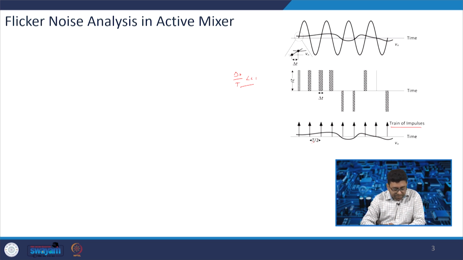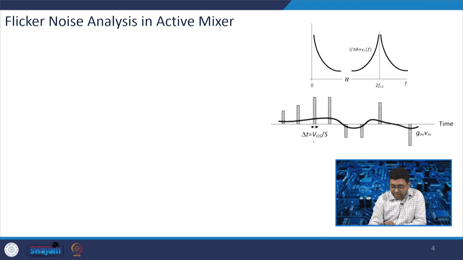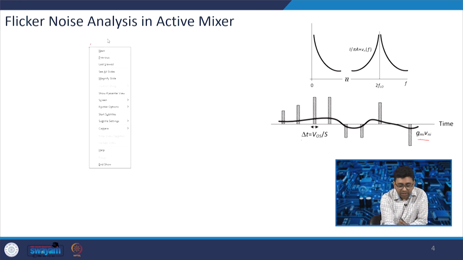Now, if we consider the offset voltage V offset in order to analyze the active mixer, then in the offset voltage consideration, delta t is equal to V offset by S, and the amplitude is going to change according to the noise current. So, in this case we consider GM into VNI, the transconductance multiplied with the voltage VNI, and we will get the average on current. So, I on is equal to 4 I into V offset by S cross T.